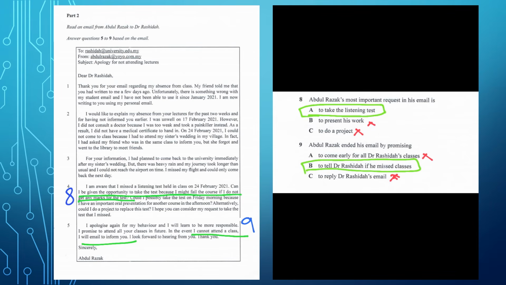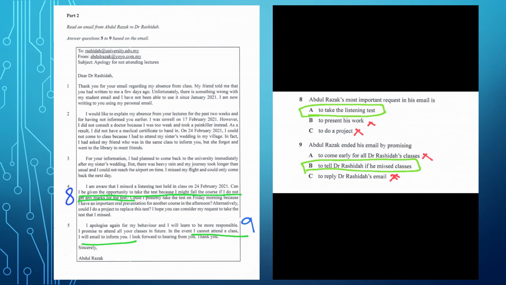Okay, we continue with number 8. Abdul Razak's most important request in his email is... So you have to search for the important request in his email. I have underlined there number 8 in the passage. If you can read: "I be given the opportunity to take the test because I might fail the course if I do not get any marks for the test." So we can see here, his main request is to take the listening test again.